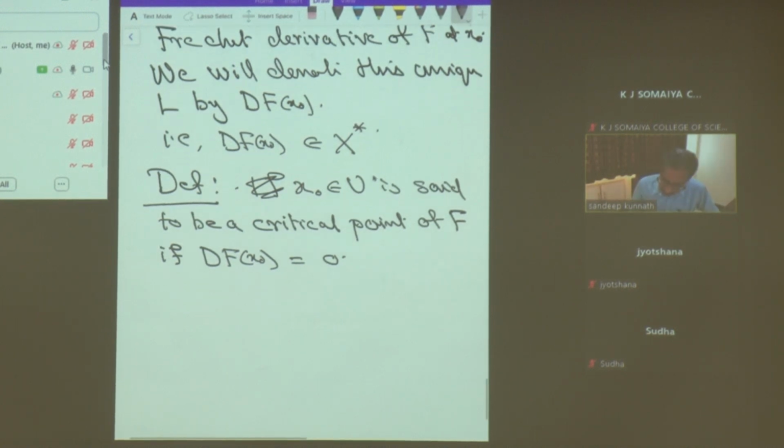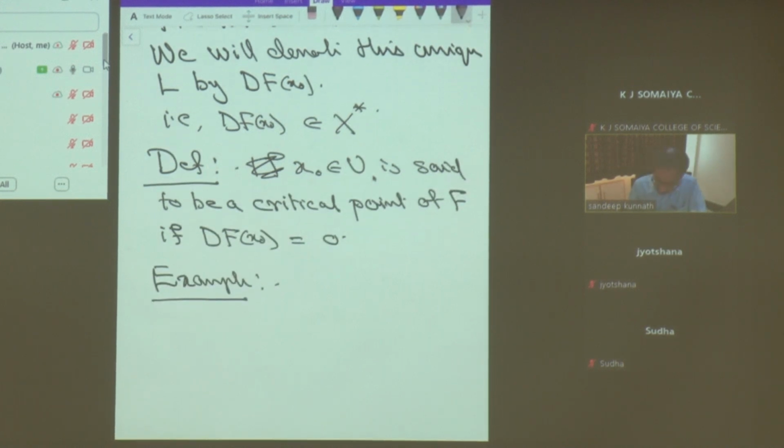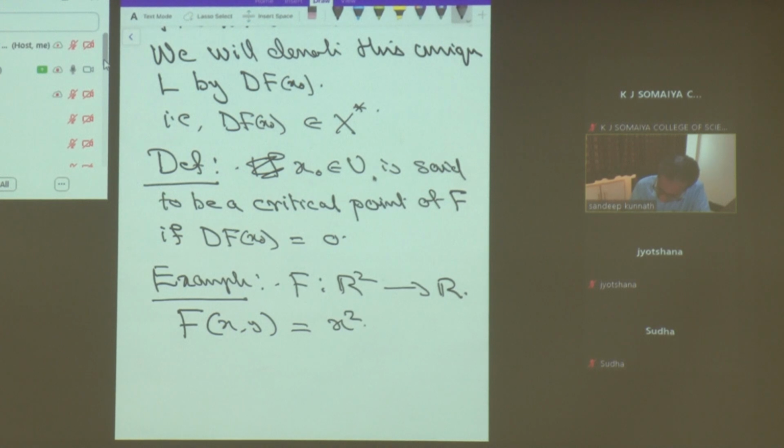So let me give some small examples. I don't have much time to do many things in detail. So let's take a function capital F from, say, R2 to R. This is a finite dimensional example. I am going to take capital F of x, y equal to, say, x square into y.